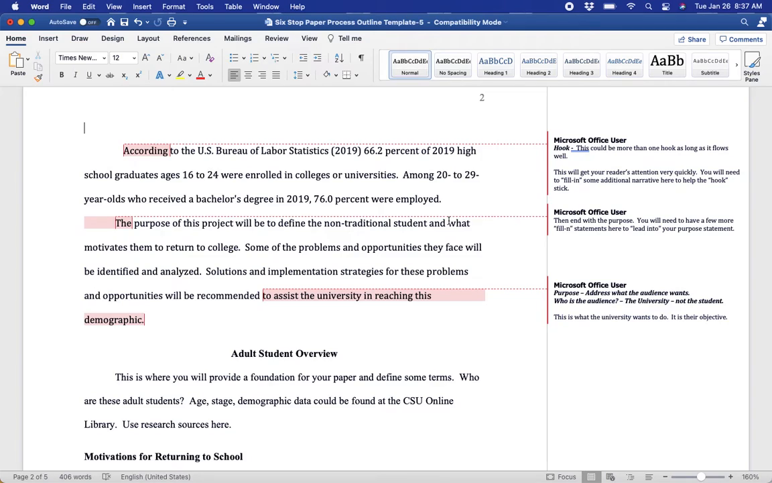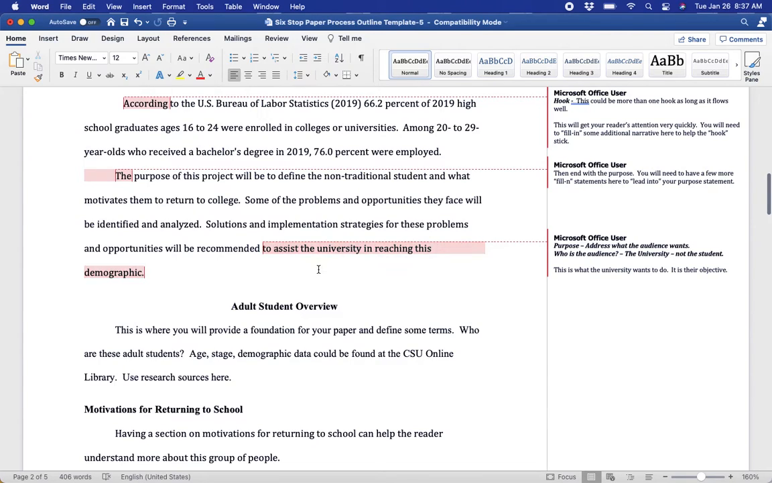Again, the same thing applies here. You may need to fill in a few sentences that lead into the key statement, which is your purpose statement. In the purpose statement that I put together, there are three sentences. You don't have to put these all into one sentence. The purpose of this project will be to define the non-traditional student and what motivates them to return to college. Remember, that's something that the university said they didn't know about, so you're going to provide that for them. You're going to talk about some of the problems and opportunities they face, and then you're going to provide some solutions and strategies for these problems and recommend them to assist the university in reaching this demographic. You have to include that phrase about assisting the university because this isn't just an information tool. It's an information tool with a purpose, and the purpose is to help this university increase their enrollment by doing these things.